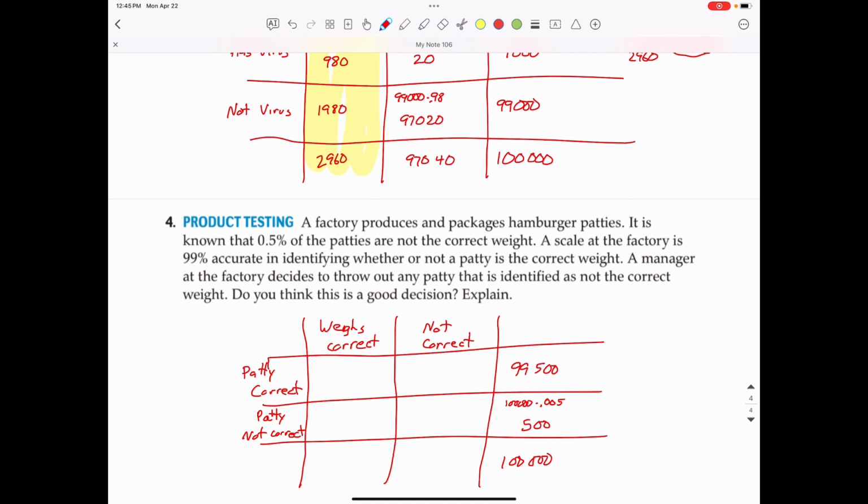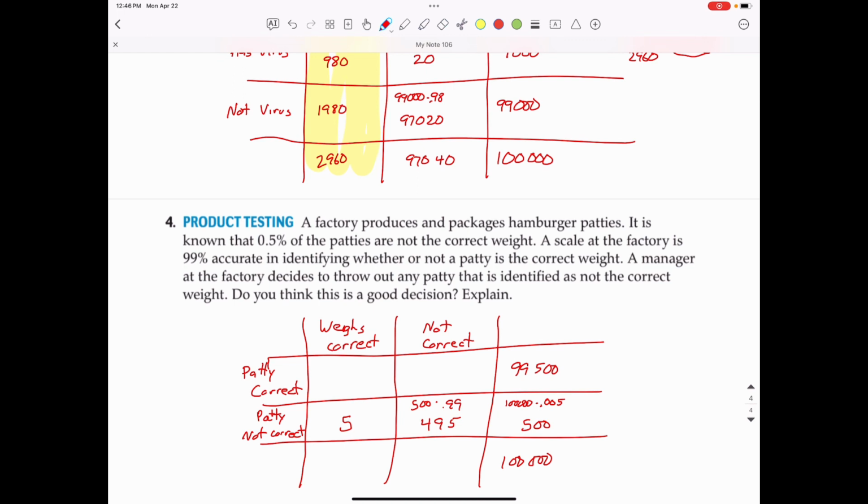So of those patties that are not the correct weight, if this scale is 99% accurate, we have patty not correct and it weighs not correct. So that's that cell right there. So if you take 500, let's try that again. If you take 500 times the 99% accurate scale, you get 495. But of those 500, you will have 5 patties that are not correct, but the scale says they weigh correctly.